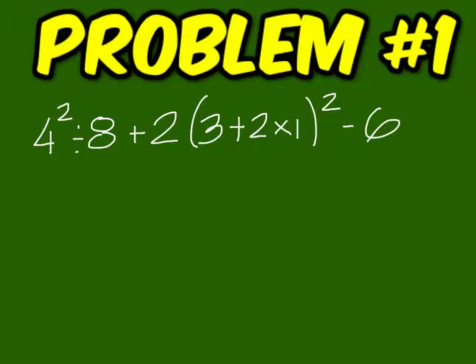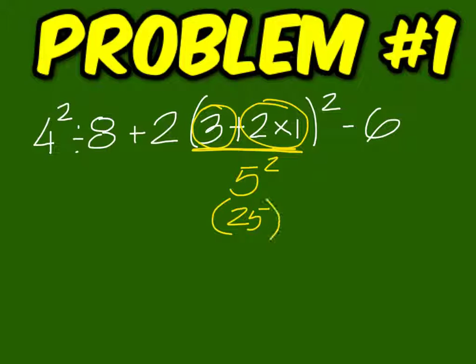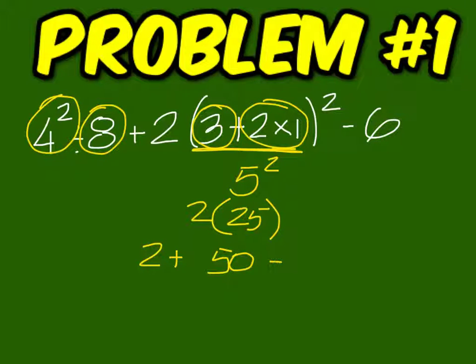On this problem, you have to start inside the parentheses first, and it'll be 2 times 1, which is 2, and then plus 3 is 5. And if you square the 5, you get 25. Multiply by 2 to come up with 50. This is 16. Divided by 8 is 2, and then minus 6 should give you an answer of 46.